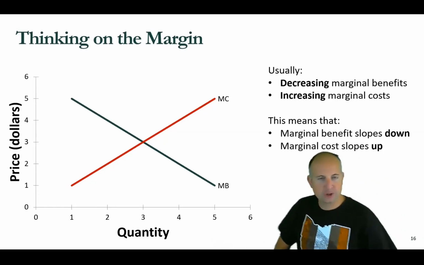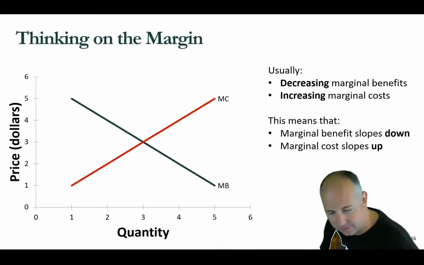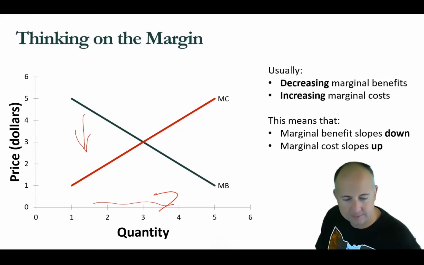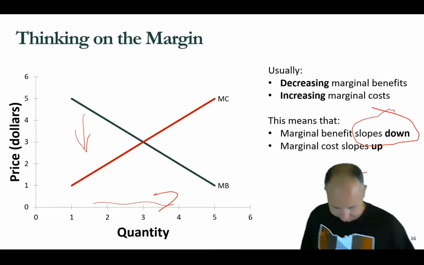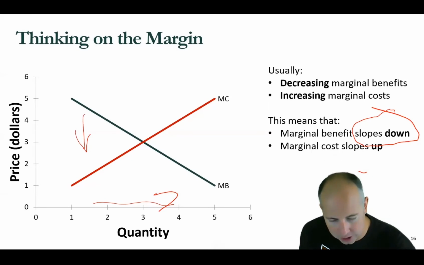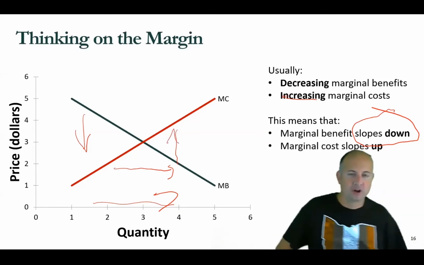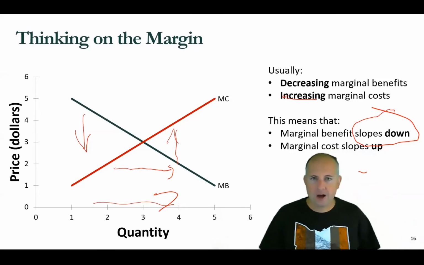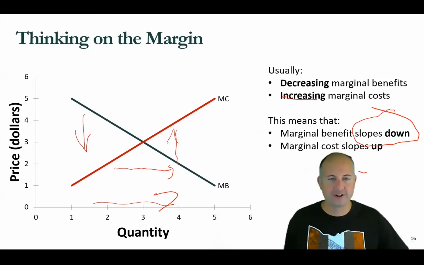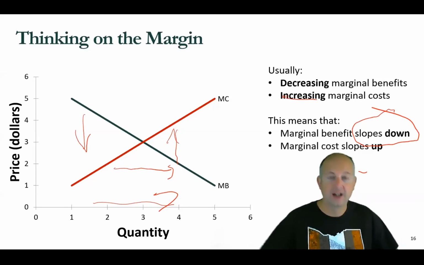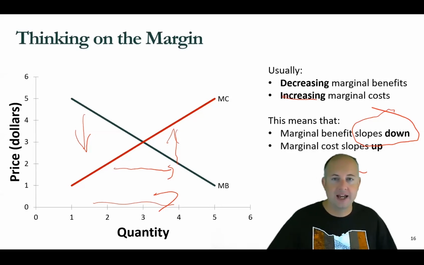So again, if marginal benefits are decreasing, that means that as quantity goes up, price goes down, which means marginal benefit slopes down. On the other hand, marginal costs are increasing. So when the quantity increases, marginal cost increases. So this could be the marginal cost of building a house or the marginal cost of anything else. As long as marginal cost slopes up, which it usually does because marginal costs are usually increasing, then we're going to get this upward slope of marginal cost.